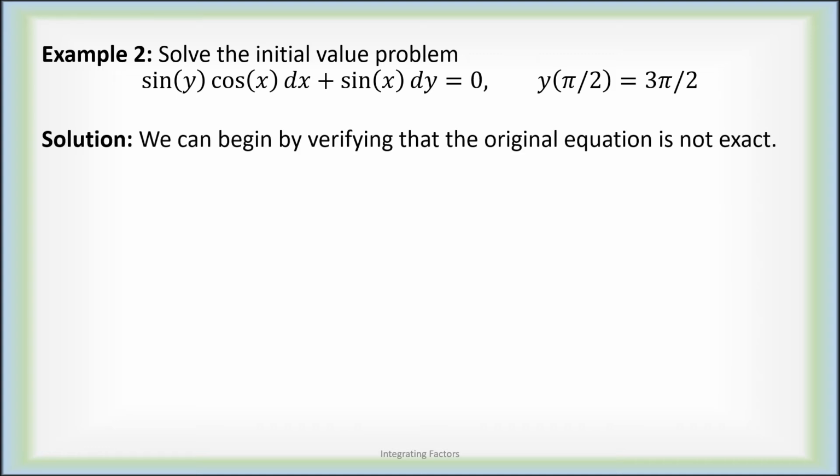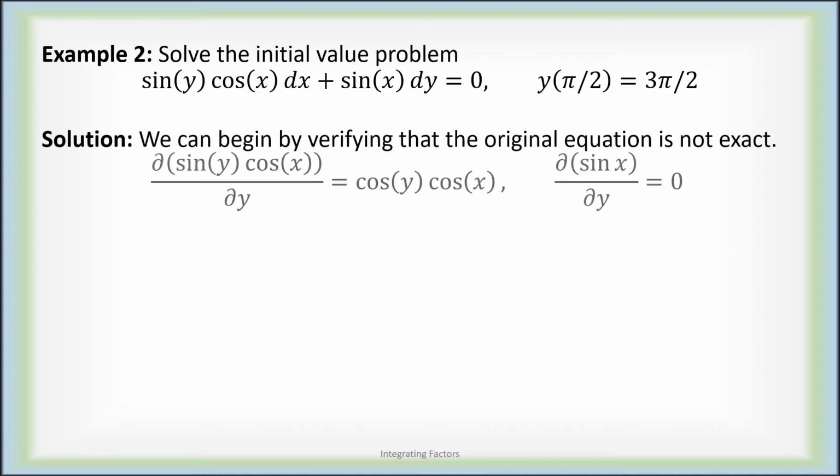Let's verify that we don't just have an exact differential equation. D by dy of the first term will be cos y cos x, and d by dy of the second term will just be 0, because it's just a sine x, and I'm taking d by dy. And indeed, cos y cos x and 0 are not in general the same thing.